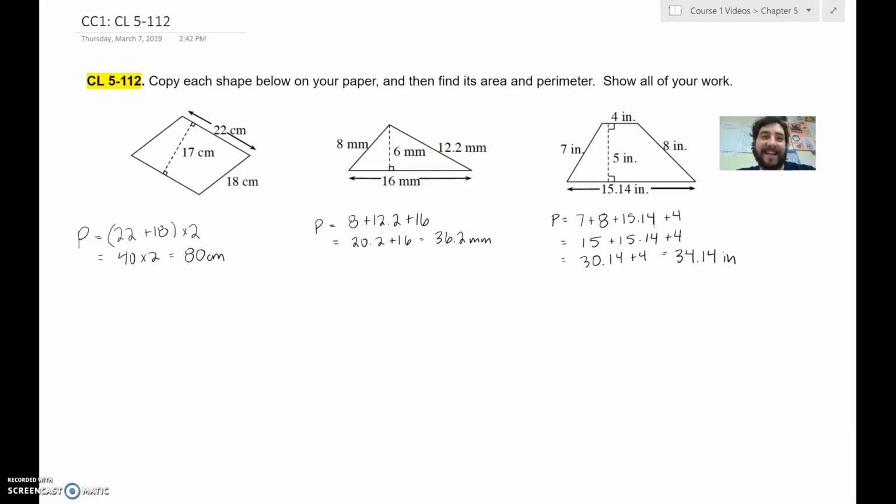Today we're doing a problem about perimeter and area of polygons. So a polygon is just a figure that has closed sides, all straight lines. It's a many-sided figure is what it stands for.